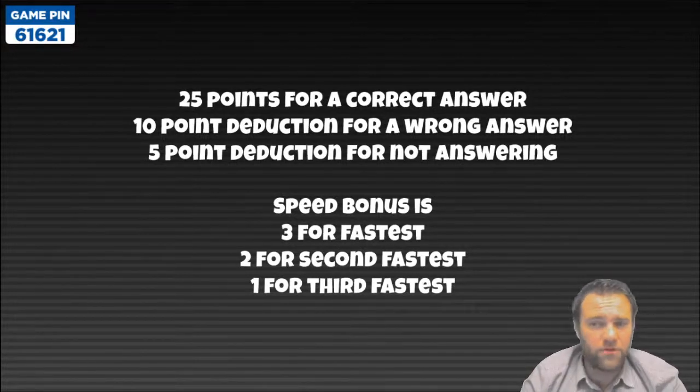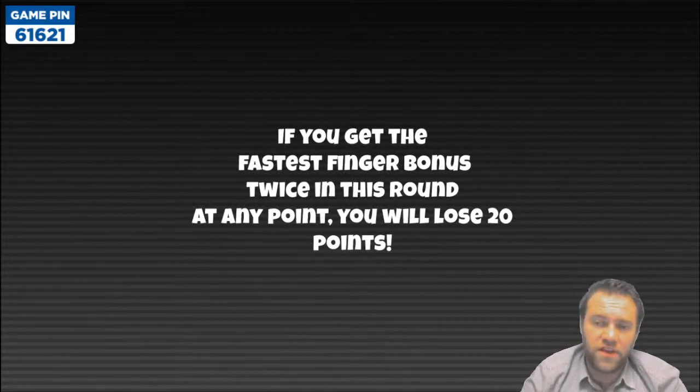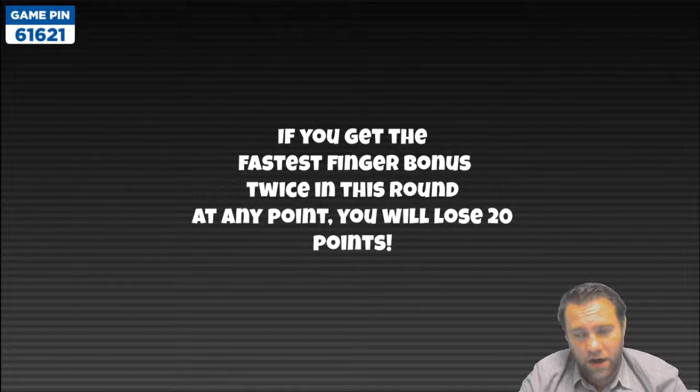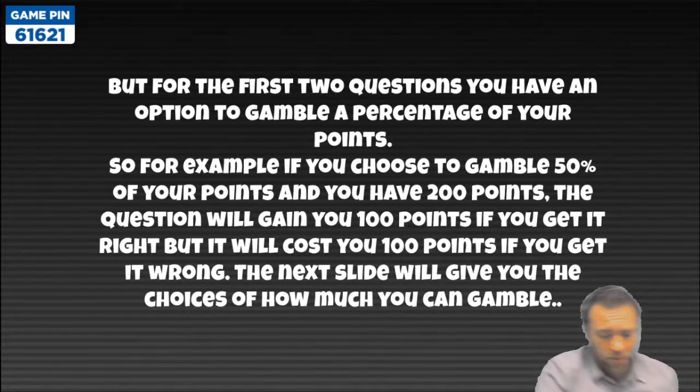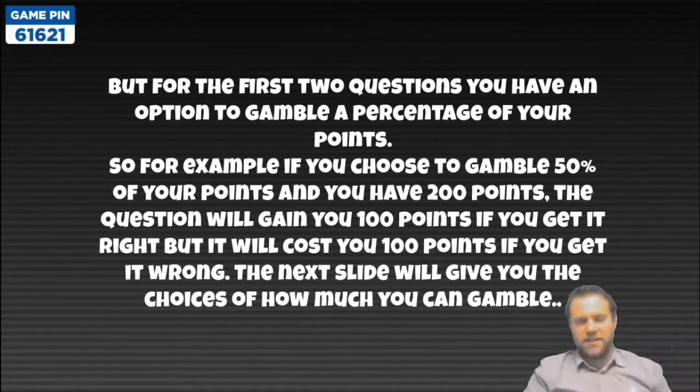So for the rest of the round, for most of the round, that's your point denominations. Also, if you get the fastest finger bonus twice at any point in this round, you'll lose 20 points. Now, the first 2 questions are completely different, so pay attention again. I'll remind you of the point system when we get to the other questions.